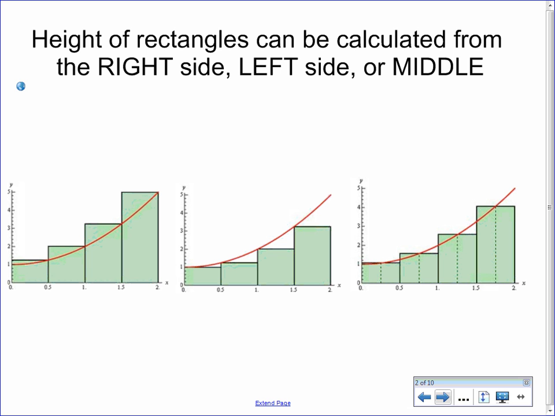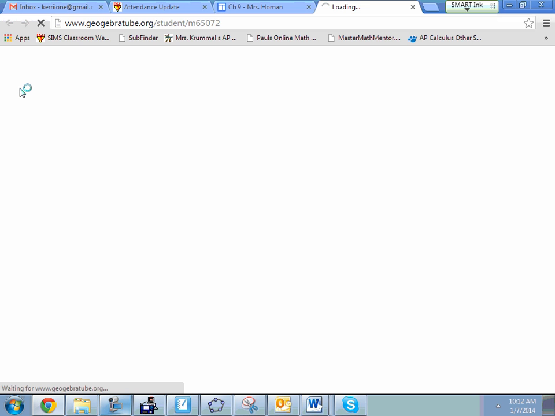We can take a curve. Okay, if I'm going to find the area under a curve, when I talk about area under the curve, we're talking about from where the curve is back to the x-axis. Okay. We can split it up into intervals and make rectangles either using the right side, the left side, or the middle. Okay.